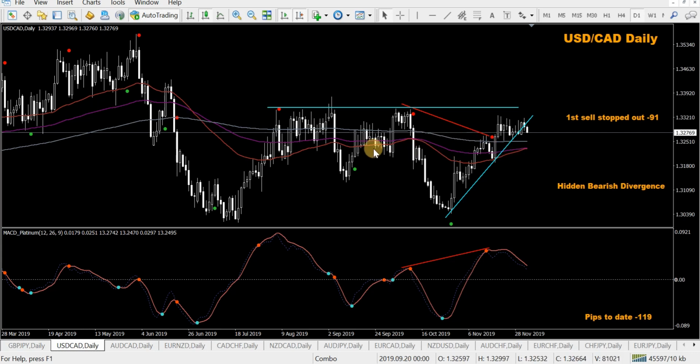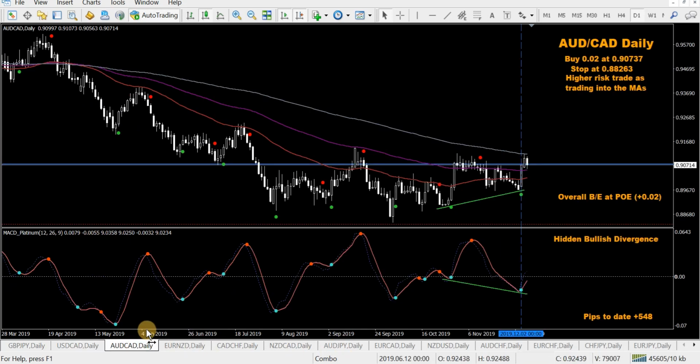Don't like it. It's all very tight. Red lines signify bearish type divergence. So I'll keep on going. AUD CAD took a buy a couple of days ago, went up nicely. Then there was Aussie news today. I was a little bit concerned going into that, trading into the MAs, which you can read in my notes. I normally write notes here.